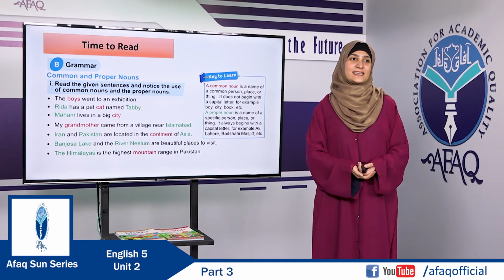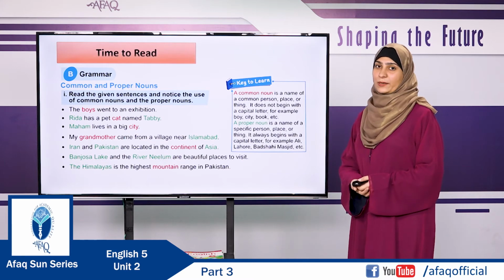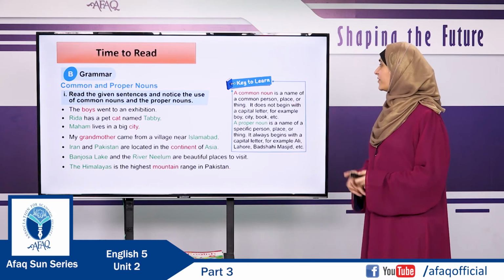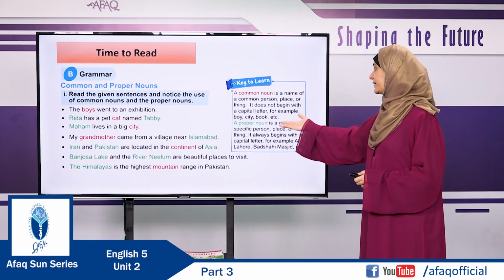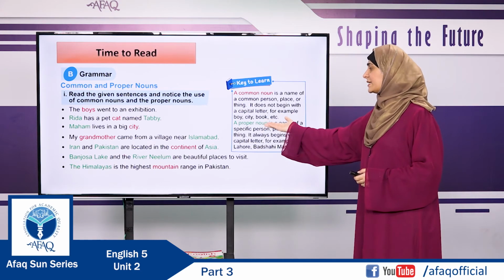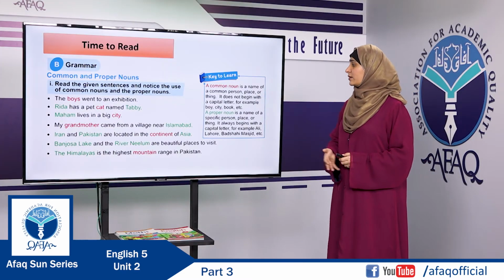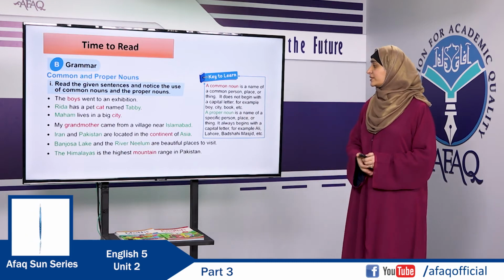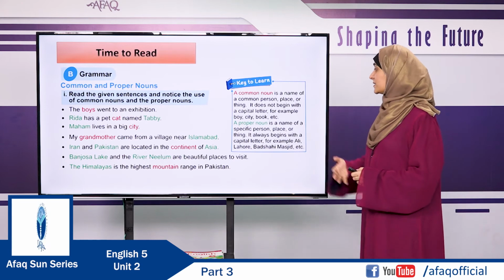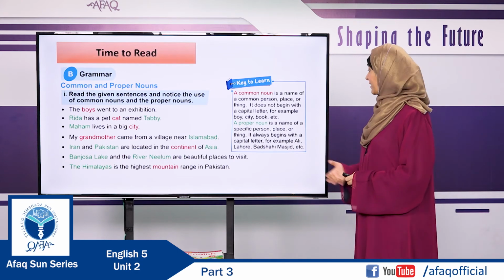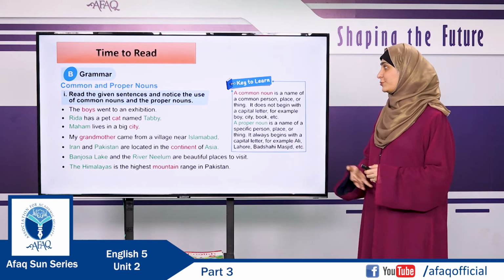Dear students, it's time to practice some grammar. Let's recall the common and proper nouns. A common noun is the name of a common person, a common place or a thing. It doesn't begin with a capital letter, for example a book, a city, a boy. But in comparison to the common noun, a proper noun is the name of a specific person, a place or a thing. It always begins with a capital letter like Ali, Lahore, Badshahi Masjid, etc.